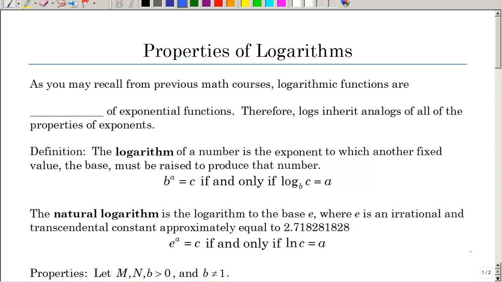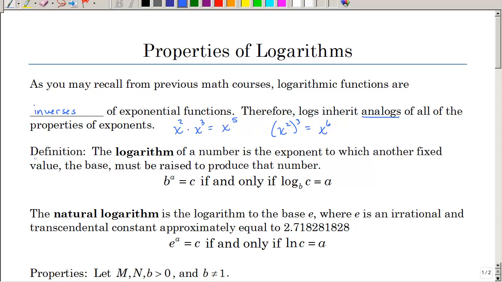Logarithms. As you may recall from a previous math course, logarithm functions are inverses of exponential functions. Therefore, logs inherit the analogs, or the inverses, of all the properties of exponents. Thinking back, if you have x squared times x cubed, you keep the base and add the exponents. Or if you have x squared raised to the third power, you multiply those exponents. So logarithms act very similar to exponents.